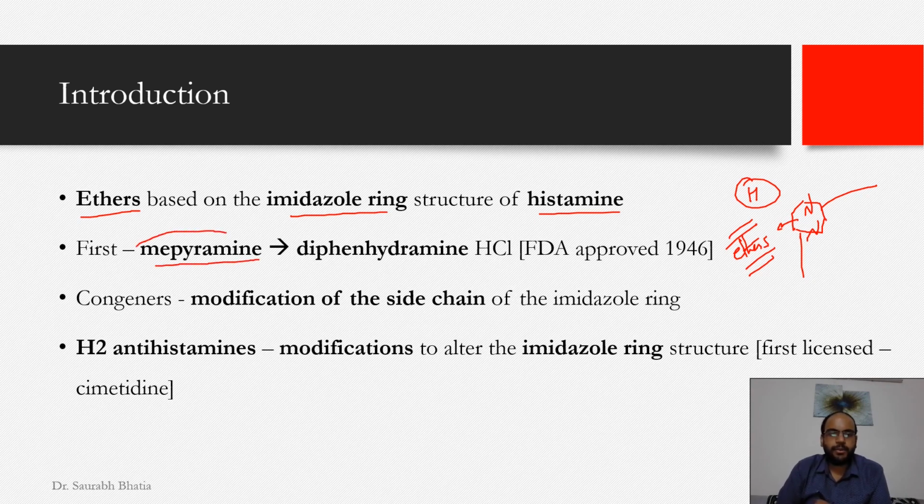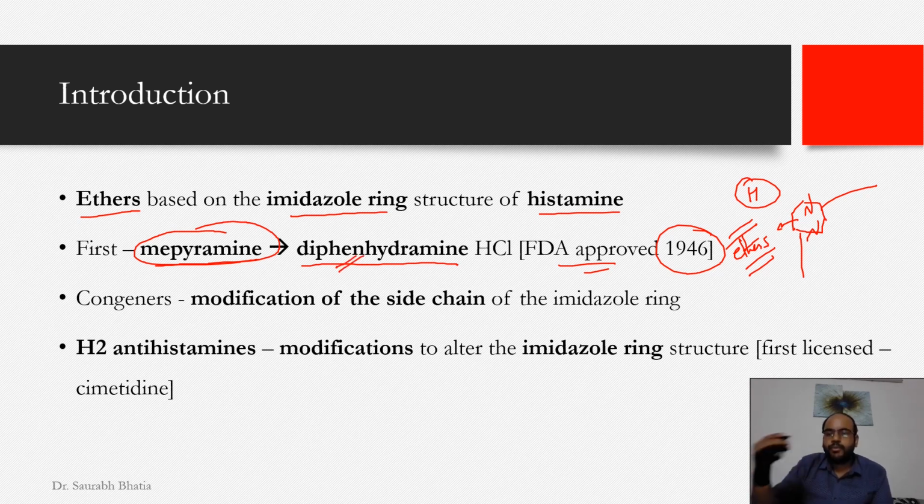So this could be a very good quiz question, mepyramine. And subsequently, the congener of mepyramine, that means another drug which was formed from mepyramine, was diphenhydramine. And diphenhydramine was the first FDA approved antihistamine in 1946. So the first FDA approved antihistamine is diphenhydramine.